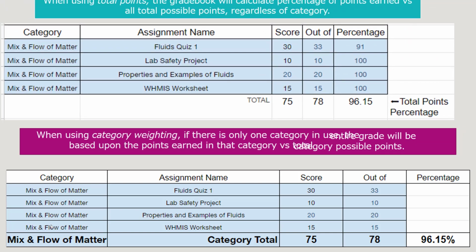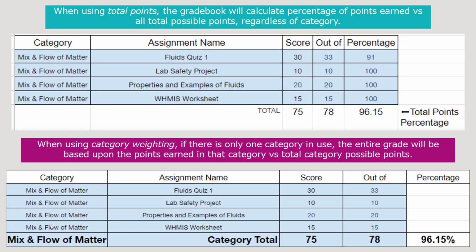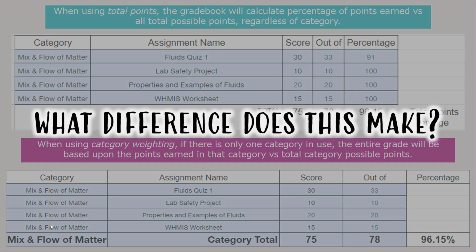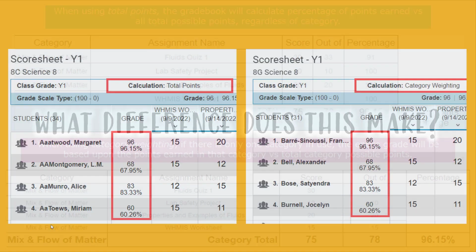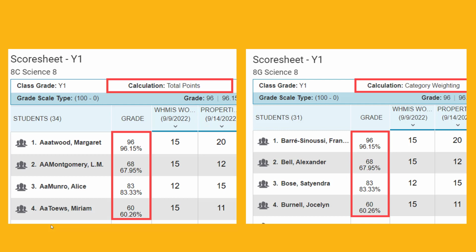At this point, teachers will wonder, if using total points and category weighting make the same grade, then why does it matter? So if we only have or use one category, we've already seen it absolutely does not matter. But what happens when an additional category is used? Let's look at what happens now when students do work for the next unit. For illustrative purposes, we will compare two fake classes. 8C is set up as total points and 8G is set up as category weighting.